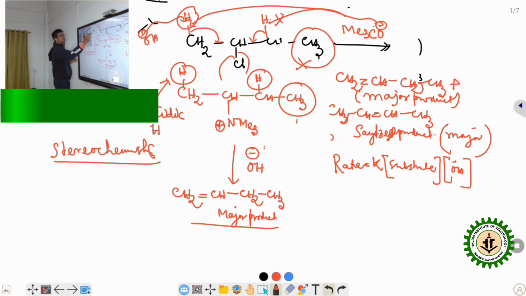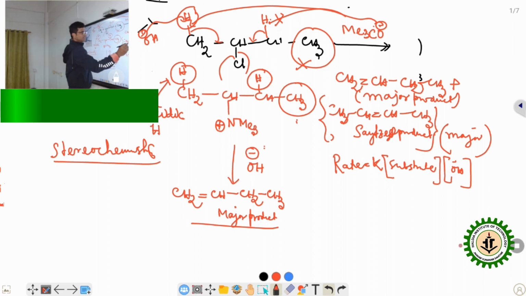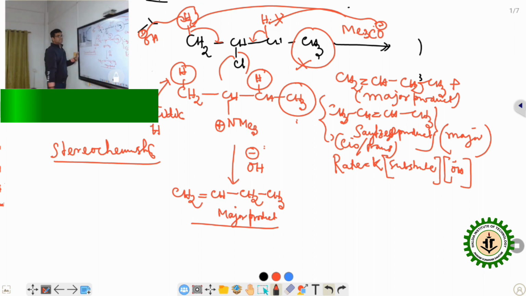As I have shown you, when the leaving group is neutral and the base is OH, this Zaitsev product is formed, that is a 2-alkene. Here cis and trans isomers are also possible, and the trans isomer is more stable than the cis, because this alkene can show geometrical isomerism.